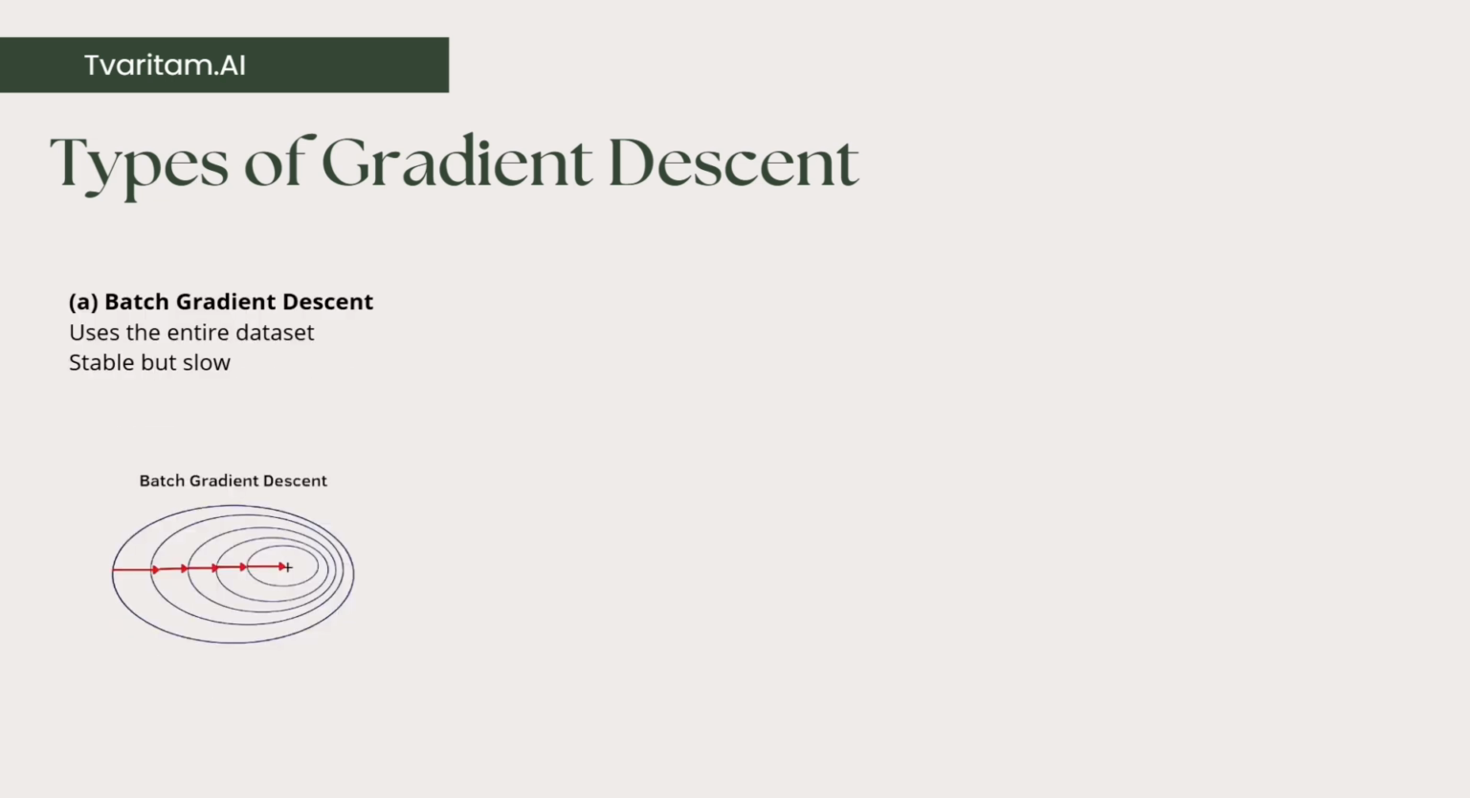Now for the types of gradient descent, there are mainly three types. First is the batch gradient descent. It uses the entire dataset to compute gradients. It is very stable and smooth, but it is slow when the dataset is large.